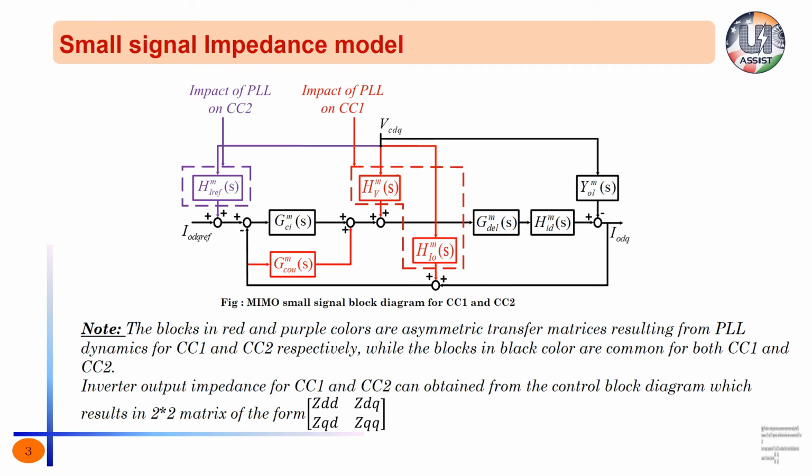If we look at the resulting impedance model, it appears as a 2 cross 2 matrix shown at the bottom of the slide for both the current control schemes. So this matrix has 4 elements, out of which the diagonal elements are DD channel and QQ channel impedances, while the cross channel impedances are the off diagonal elements. These cross channel impedances are not affecting the stability, so we are not very much interested in looking into their impedance characteristics. So we will look into the impedance characteristics of ZDD and ZQQ.